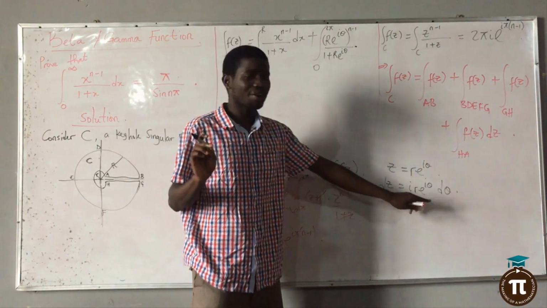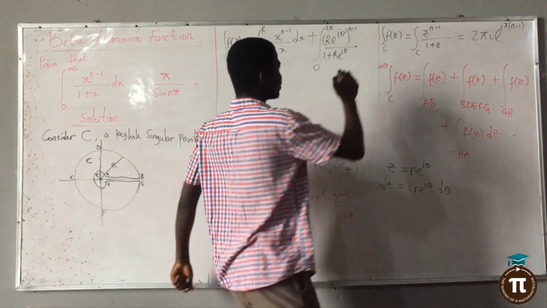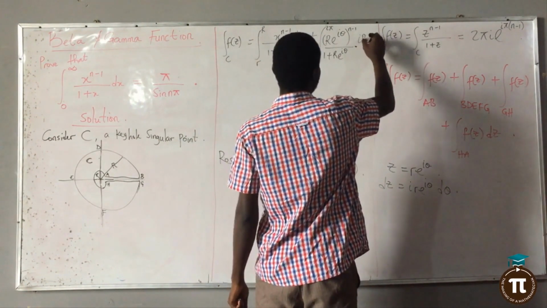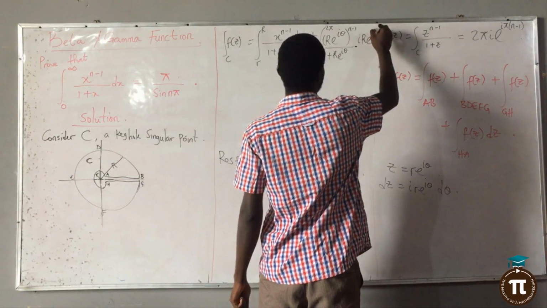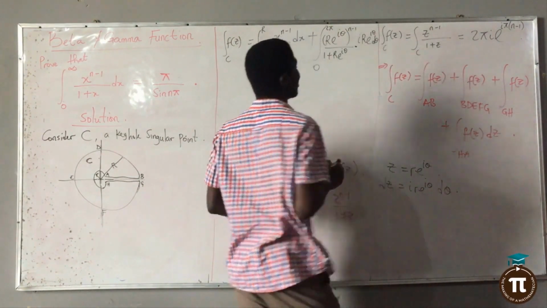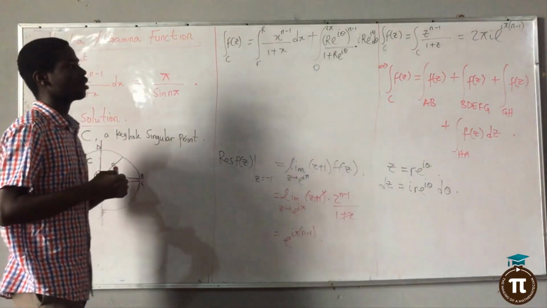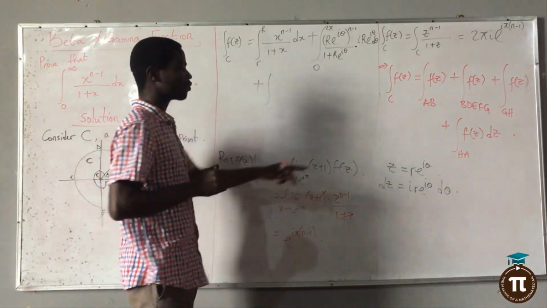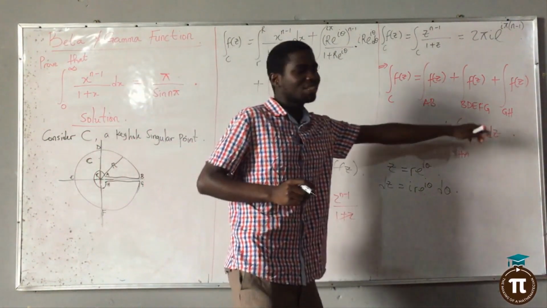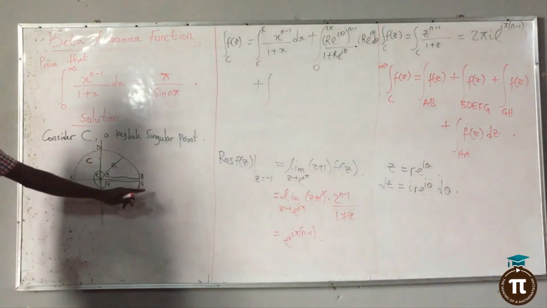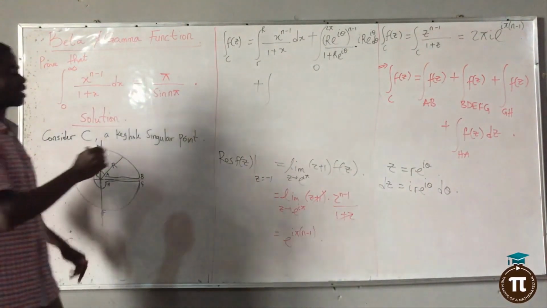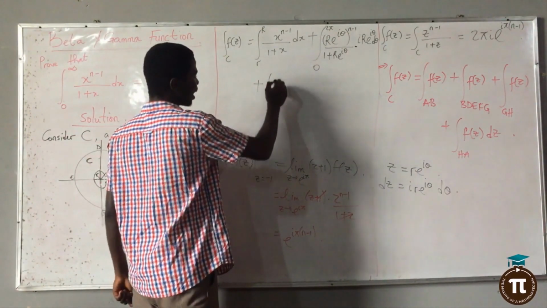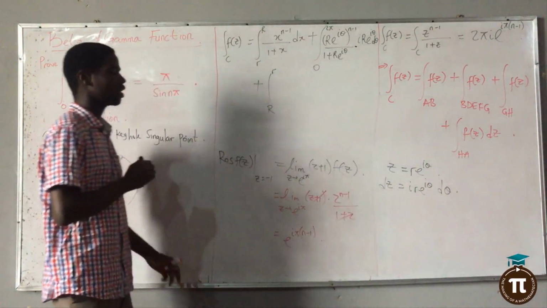dz is ir e raised to the power i theta d theta. So this is ir e raised to the power i theta d theta, as you can see what I have written, plus the third one as well. The third one is GH, that is from here to here. So this is the integral from the capital R to the small r.